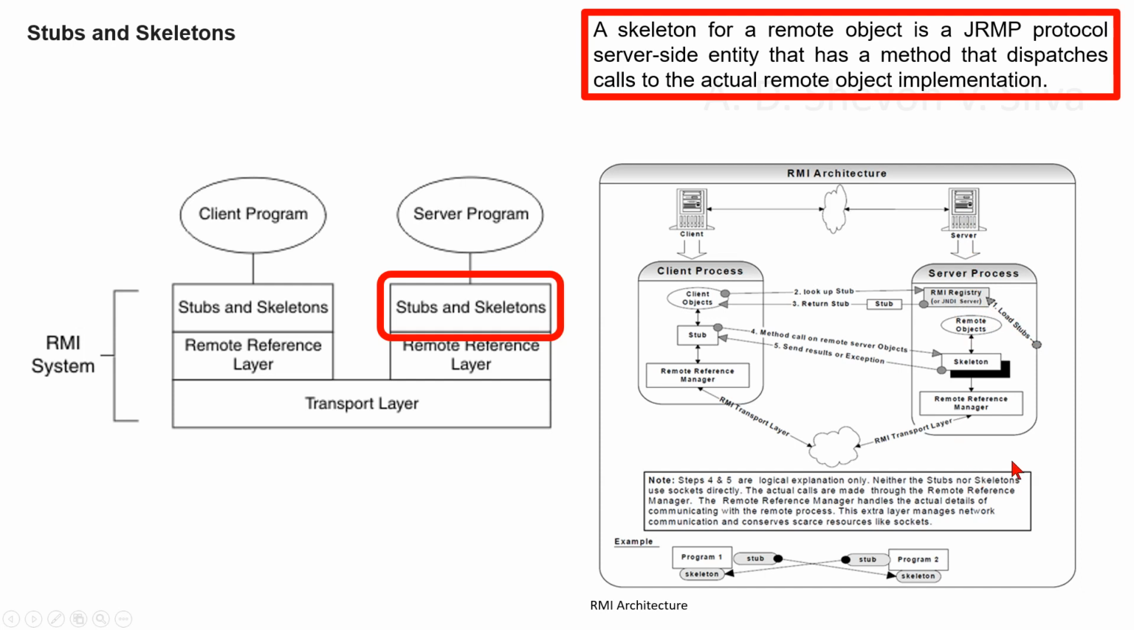Note that steps 4 and 5 are logical explanations only. Neither the stubs nor skeletons use sockets directly. The actual calls are made through the remote reference manager. The remote reference manager handles the actual details of communicating with the remote process. This extra layer manages network communication and conserves scarce resources like sockets.